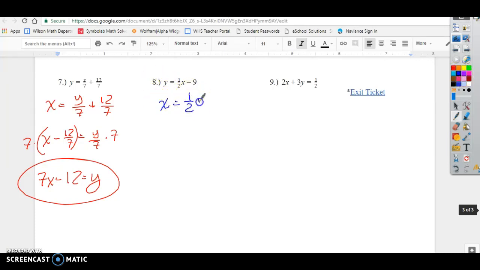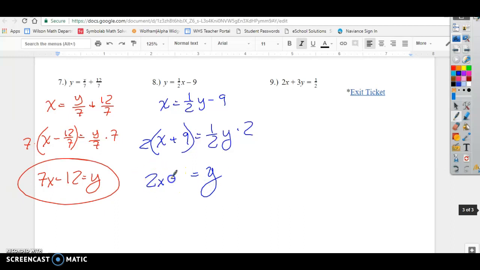Coming over here to b, or number 8 I should say, switch the x and y. So this is x equals 1/2 y minus 9. Let's add that 9 over. That's going to equal 1/2 y. And then I'm going to multiply both sides by 2, because that's the opposite of taking 1/2. So this is 1y equals 2x plus 18, and everyone's happy.